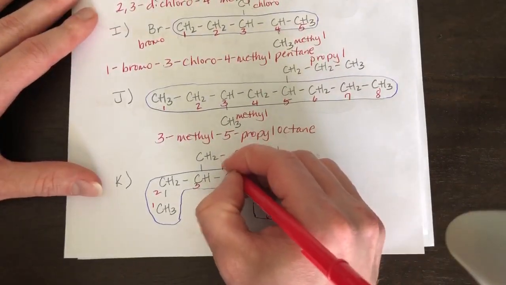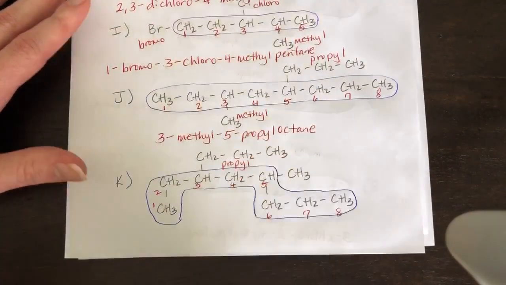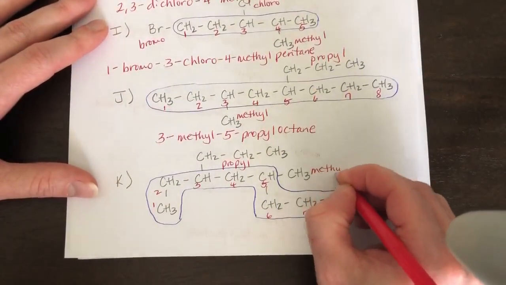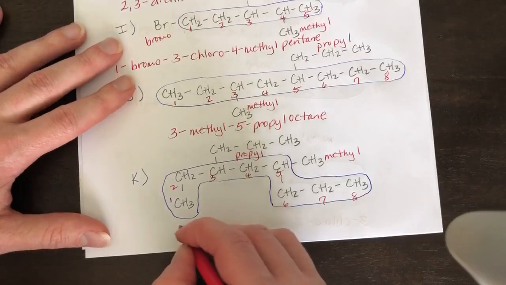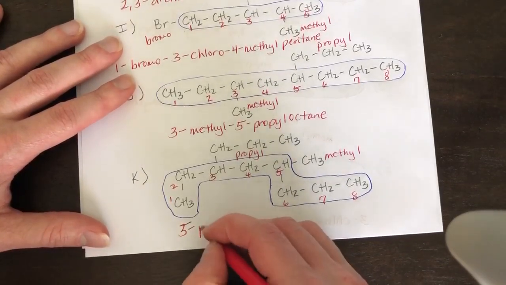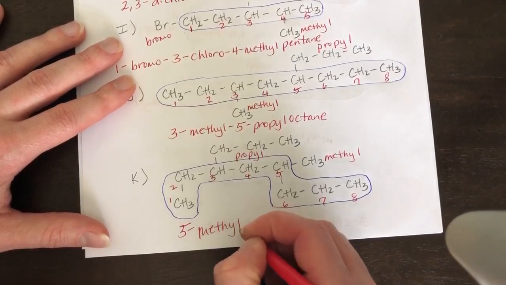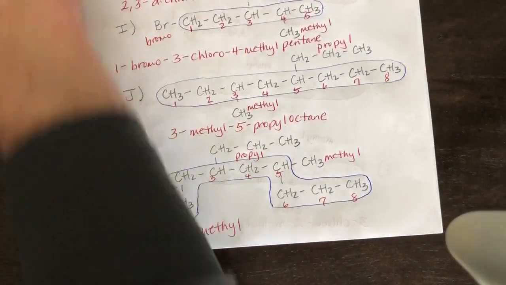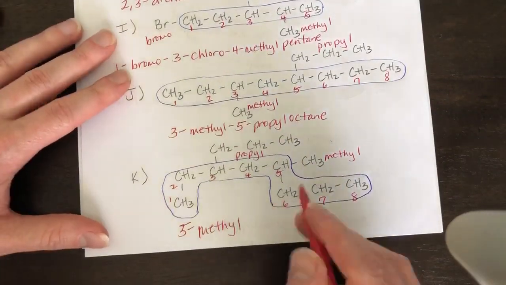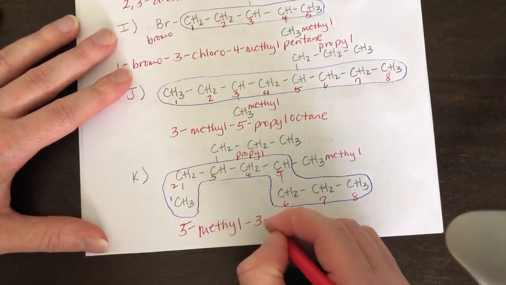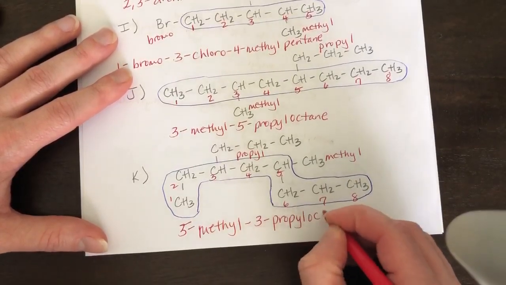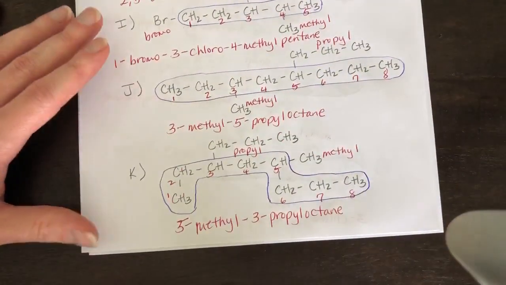You got a propyl group coming off the 3 carbon. You got a methyl group coming off the 5 carbon. So this is going to be 5 methyl. Methyl comes before propyl in alphabetical order. And you got 3 propyl, octane, because 8 carbons long.